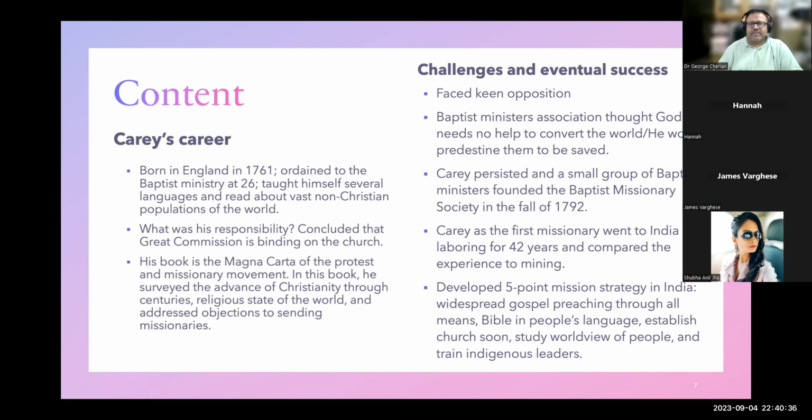Nobody has a clear answer, and it always causes chaos and division in the church. So you can see that the Baptist Ministers Association thought that God needs no help to convert the world. He would predestine them to be saved. So you can see that theology affected the way they thought about missions. All of you know about predestination, right?